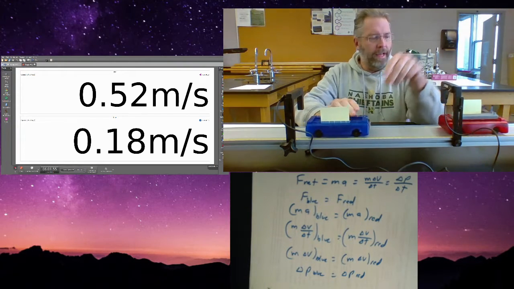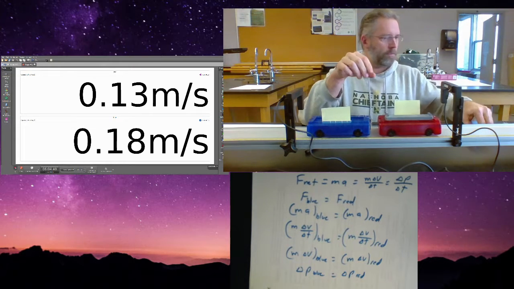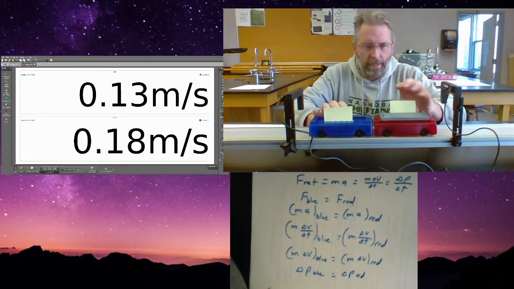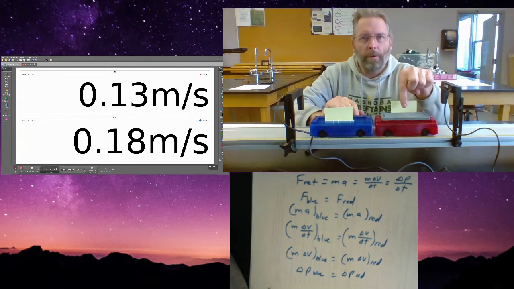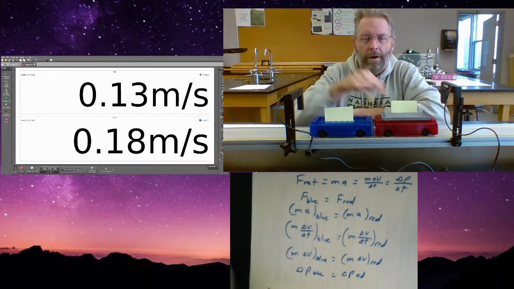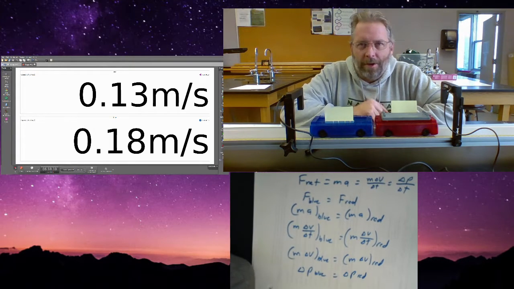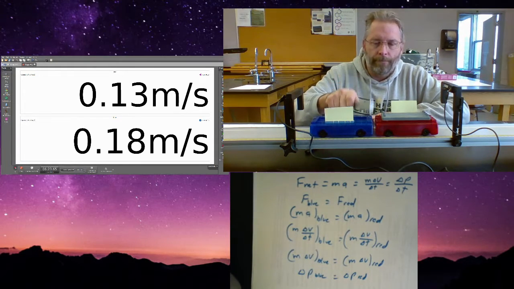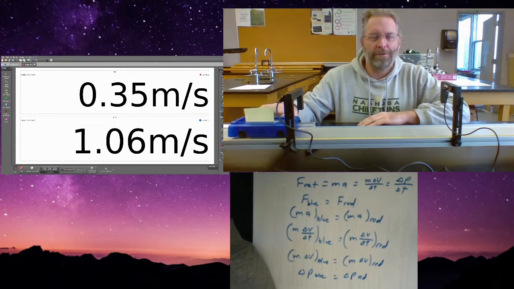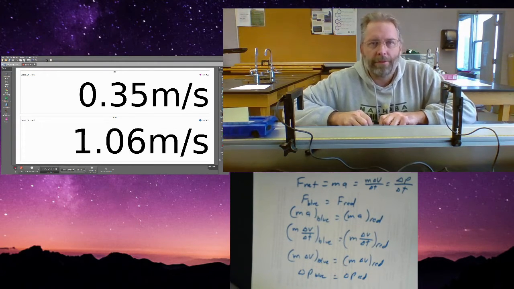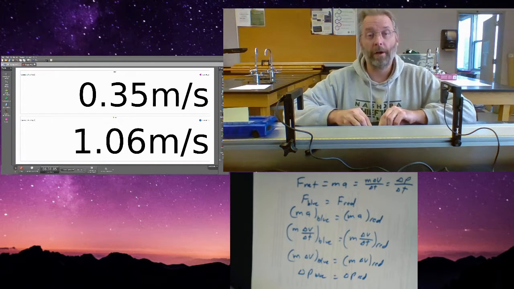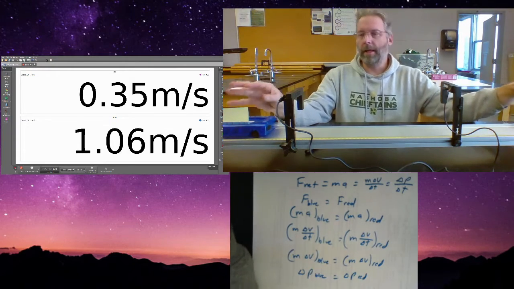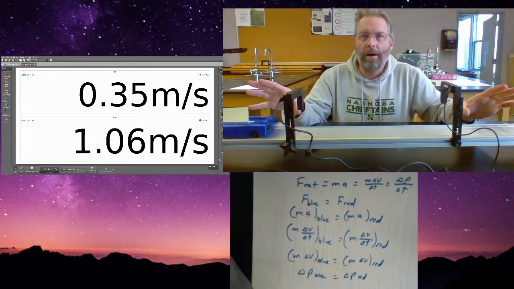Okay, let's add a third mass. Let's add a third mass to this and see if this keeps going. It should. It's physics, right? So we have triple the mass on the red car compared to the blue car. I think you know which one's going to go faster. By how much? All right, let's find out. Ready, set, and stop it before it goes through again. All right, so 0.35 times 3 is 1.05. Wow, that's pretty good.